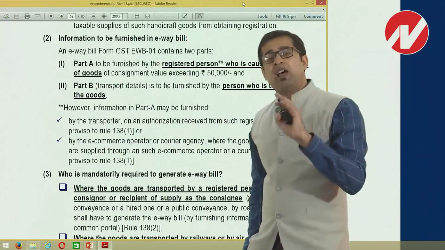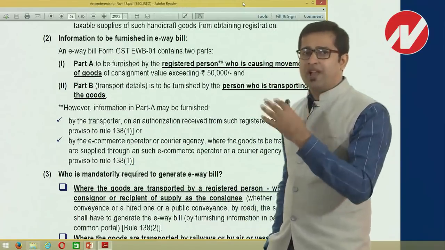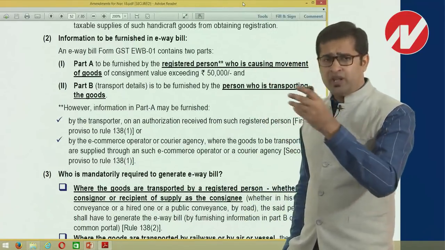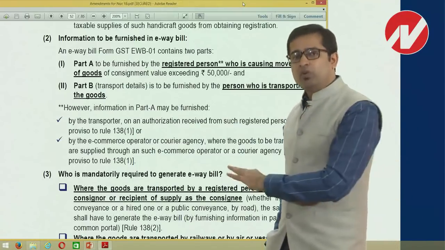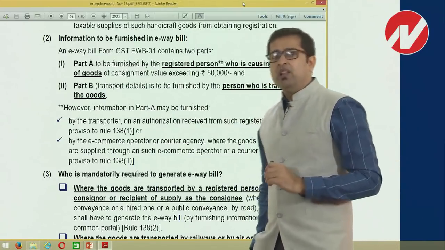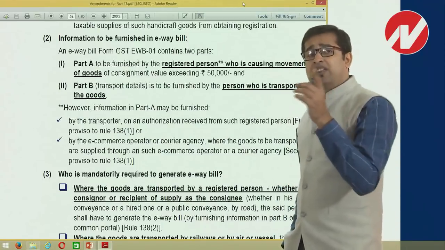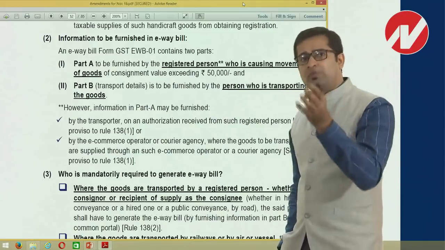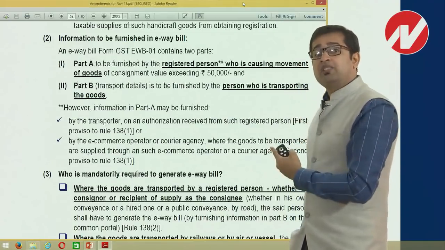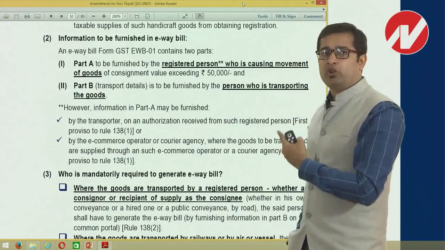When I say a supplier or recipient in normal cases, so as the case may be, whichever of the two is causing the movement of goods will fill in the details. But yes, there are two exceptional cases over here. Part A is to be furnished by a registered person who is causing the movement of goods, which is normally the supplier or recipient. But as you can read over here, there are two points given.